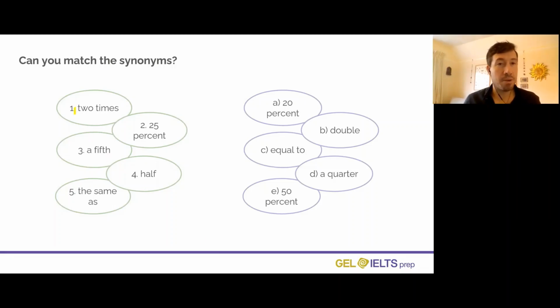Okay, well, we start with 2 times. And 2 times has the same meaning as double. So we want to match those two up: 2 times and double. 25%, we can match to a quarter. A fifth, we can match to 20%. Half, we could say 50%. And the same as, we could say equal to.